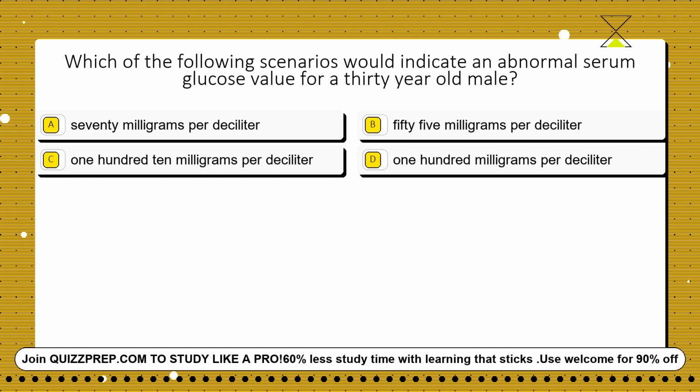Option A. 70 mg per deciliter. Option B. 55 mg per deciliter. Option C. 110 mg per deciliter. Option D. 100 mg per deciliter.